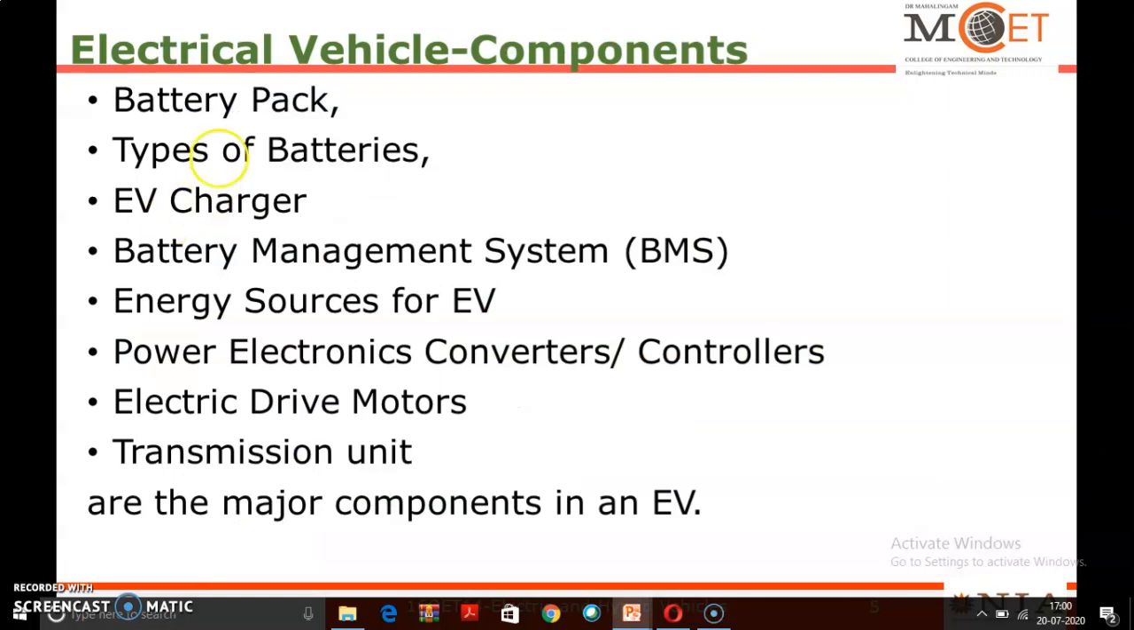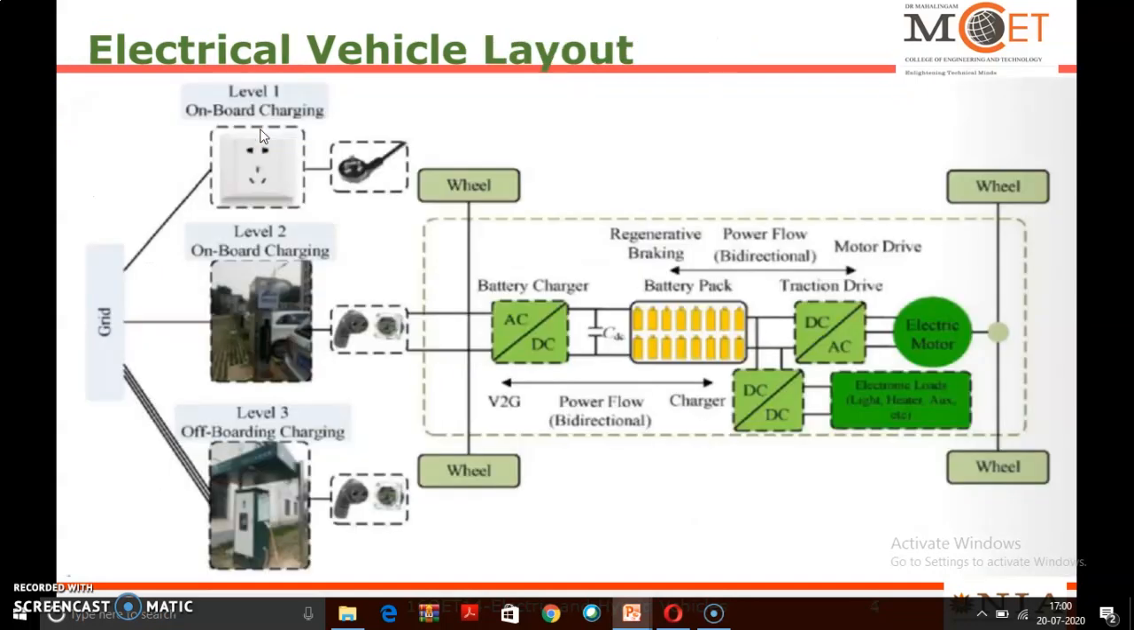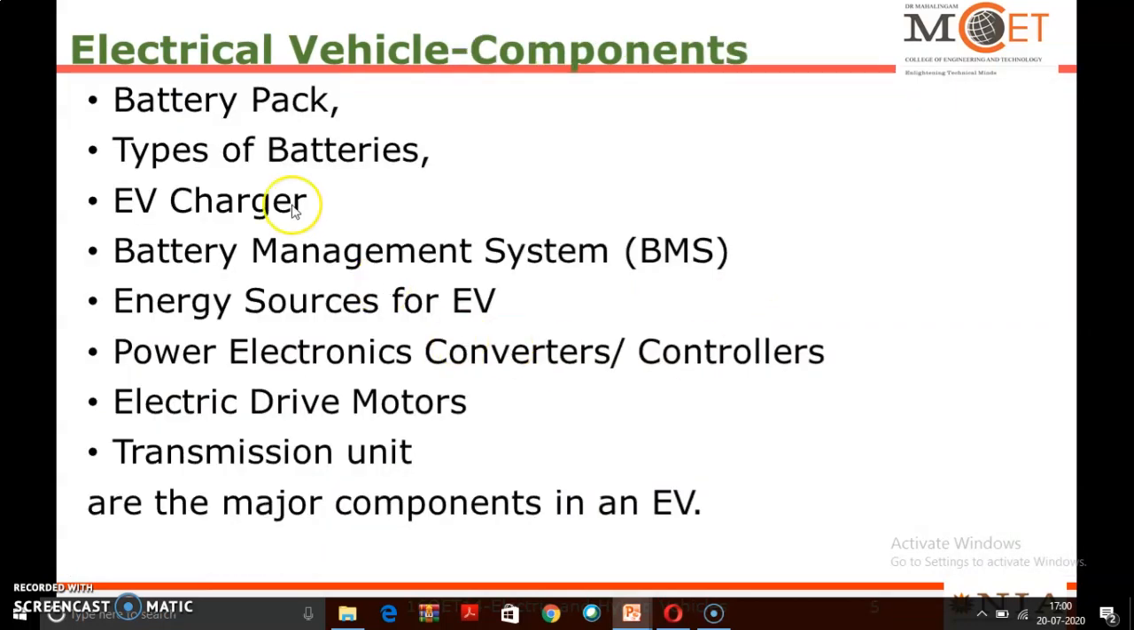Next. So these are all the major components of the electric vehicle. They are the battery pack. This battery pack consists of the coolant system, battery management system, and the battery modules. The types of batteries used in the electric vehicle are the lithium ion battery, lead acid battery, and nickel metal hydride battery. Among them, lithium ion battery is the most preferable.